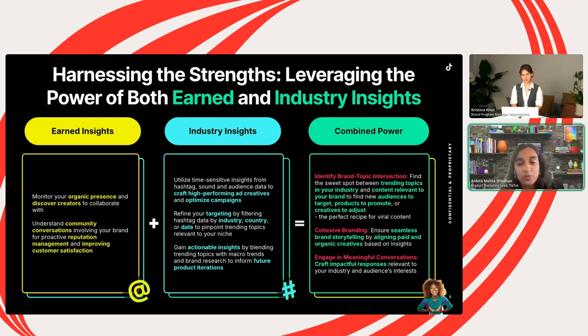And they both create an opportunity to reach new audiences, promote new products and potentially even go viral on TikTok. So making sure you align your paid and organic strategies with these insights that will be coming through will ensure that you have cohesive brand storytelling while engaging in meaningful conversation with your users.